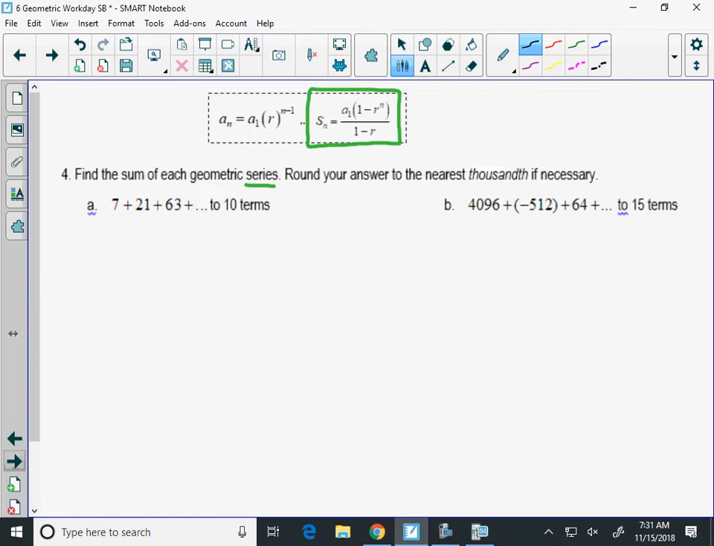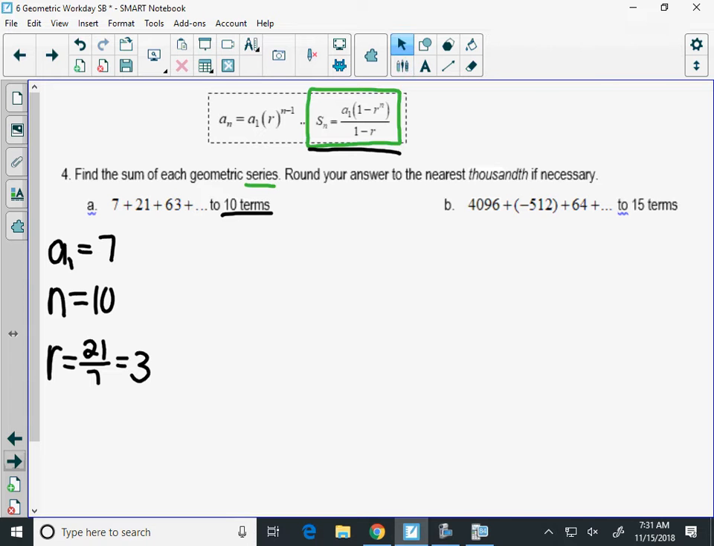In order to use this S sub n formula, I need to know the first term, which here is 7. I need to know n, which is 10 here, because I'm trying to find the sum up to 10 terms, and I need to find the common ratio. As per the other problems, to find the common ratio, I take the second number divided by the first number. Well, 21 divided by 7 is 3, so our common ratio is 3.